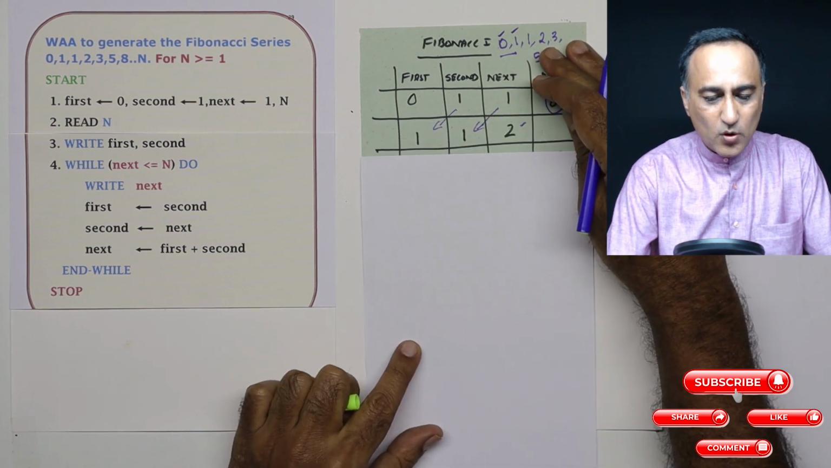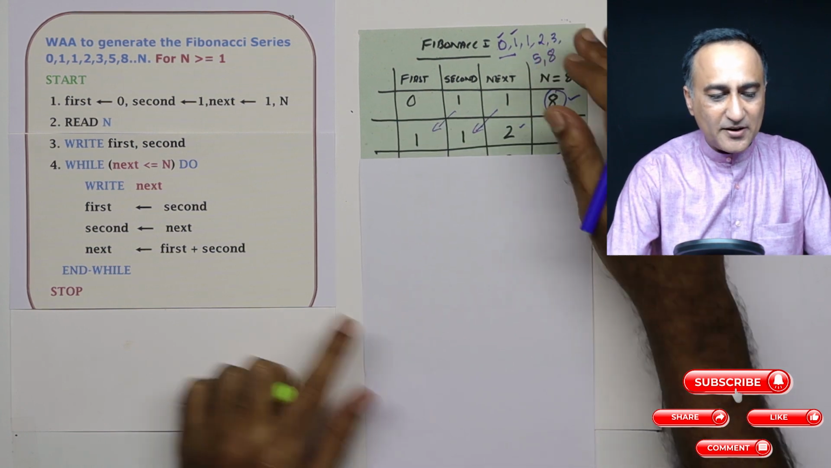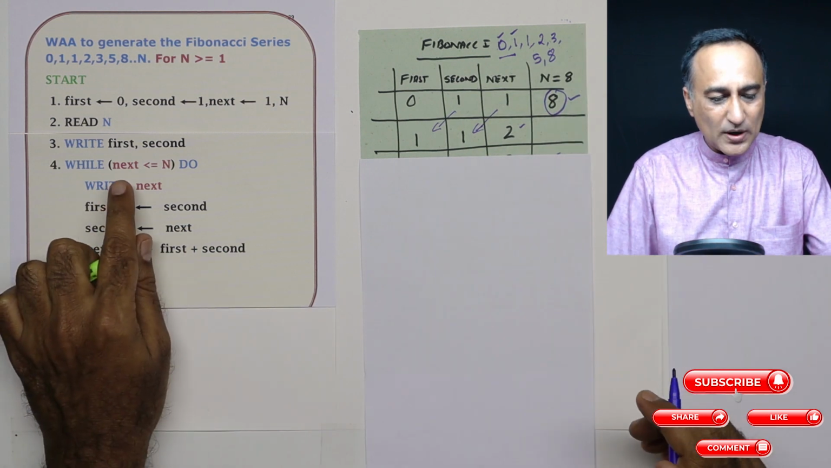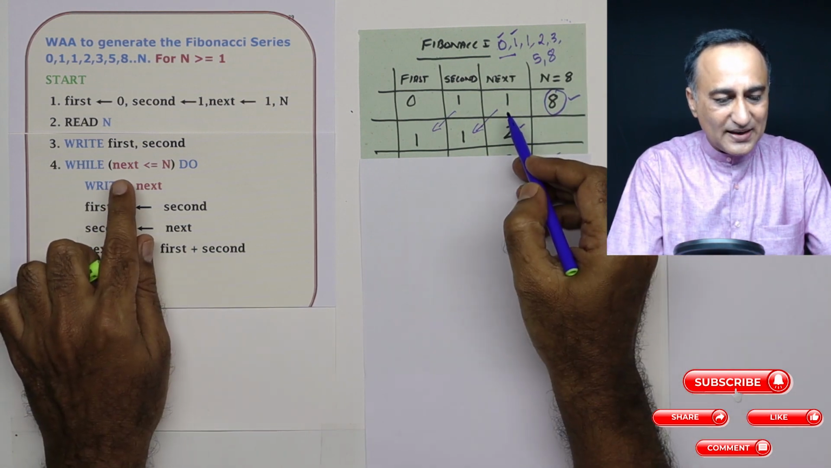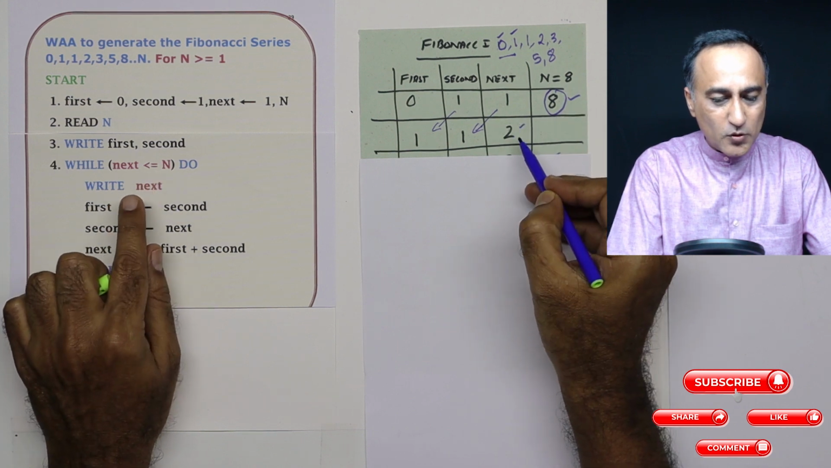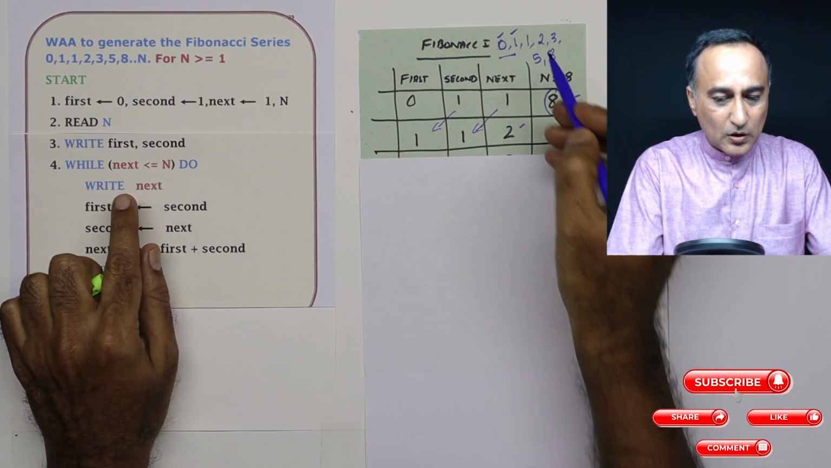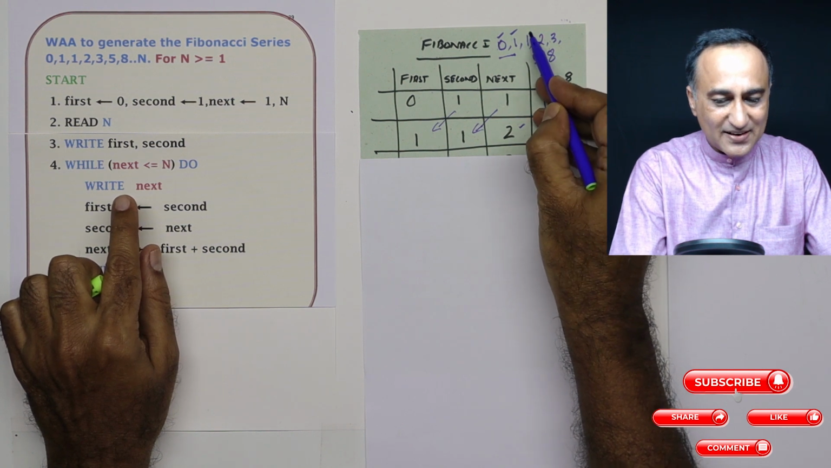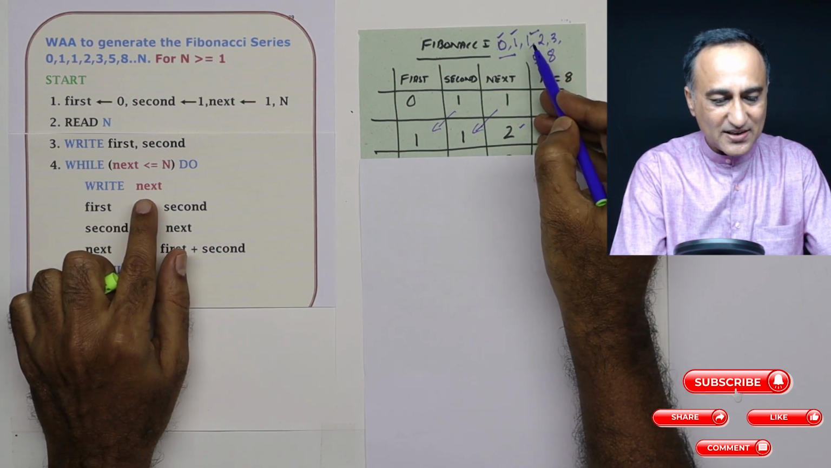Alright, now I need to get into this while loop. Next is 1. Is 1 less than or equal to 8? True. So I am going to write 1. This 1 is written here. This next, which is 1, is written here.